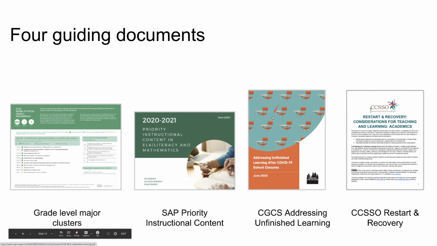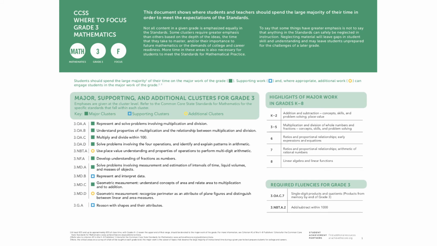It's K through 12. It's this Addressing Unfinished Learning document that I've been citing a lot of. And then this one is a new one. It's from the Council of Chief State School Officers. It's the Restart and Recovery document. All of these are wonderful documents for you to use as influence to identify your essential standards that we're going to be talking about. In this document, this is the major focus document.